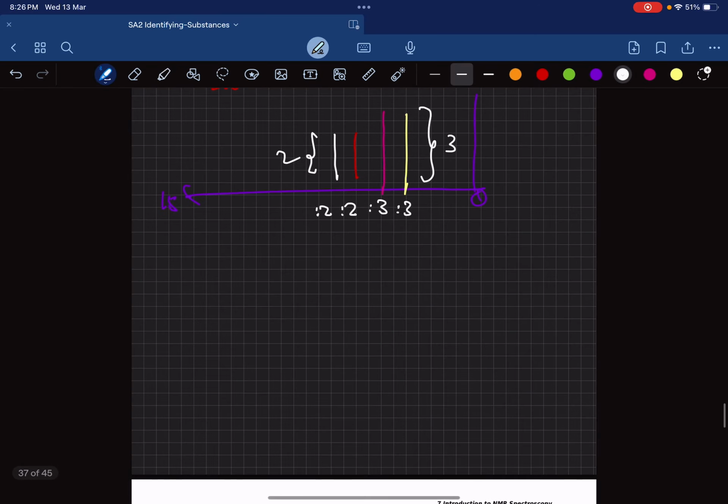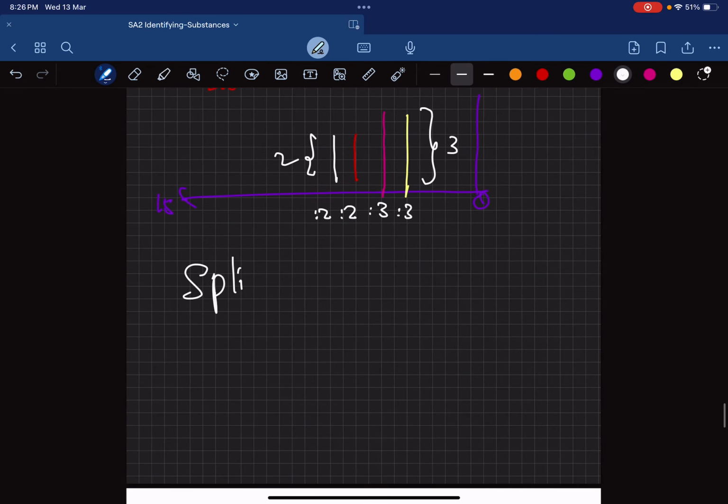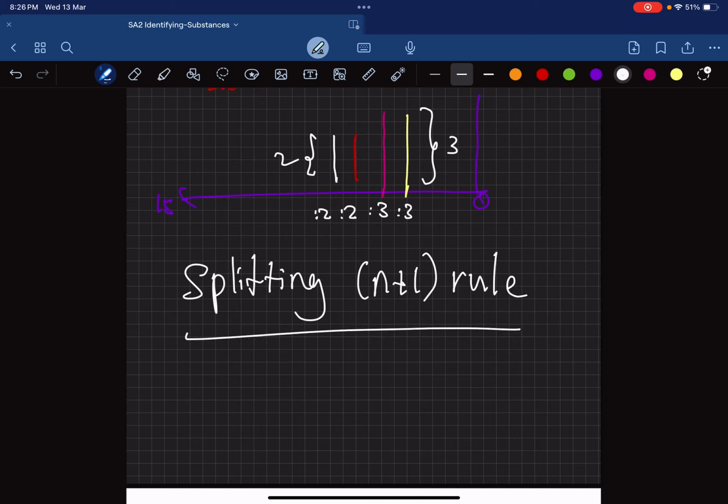So what I want to continue with is called splitting. The n+1 rule. So that's what I want to do with you after this. All right, let's take a short break.